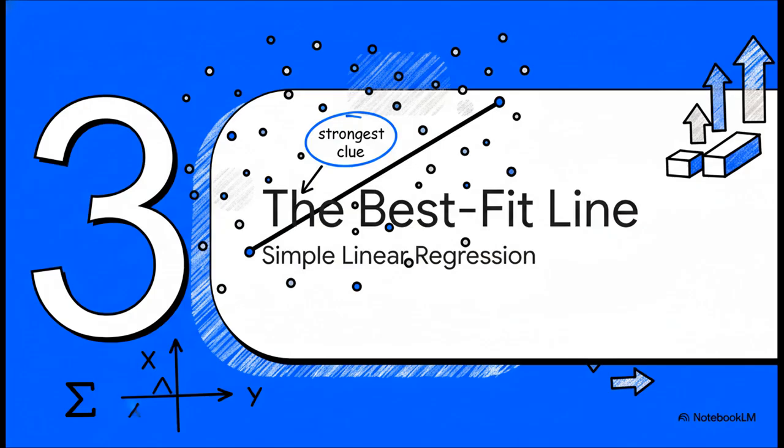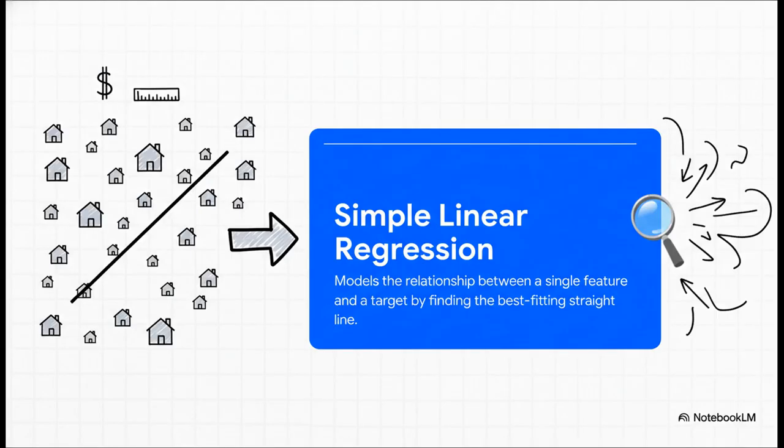All right, now that we've got our strongest clue, we can build our first model. We're going to start with a classic, super powerful technique called simple linear regression. So imagine you plotted every single house from our data set on a graph. Along the bottom, you have the living area, and up the side, you have the price. You'd get a big cloud of dots. The whole goal of simple linear regression is to draw one single straight line that slices right through the middle of that cloud of dots in the best way possible.